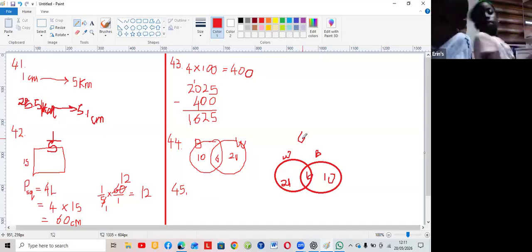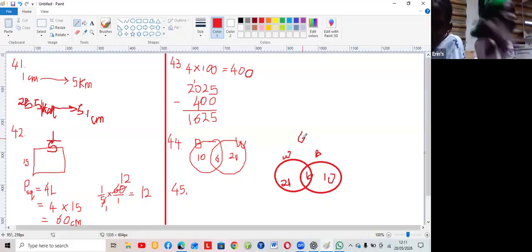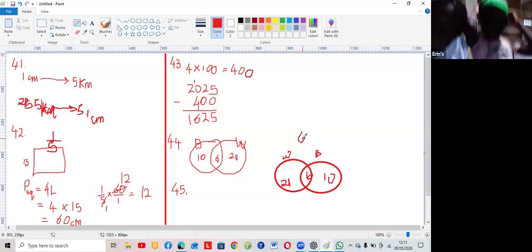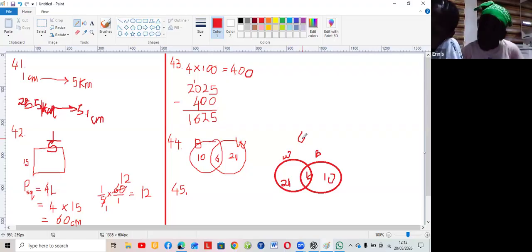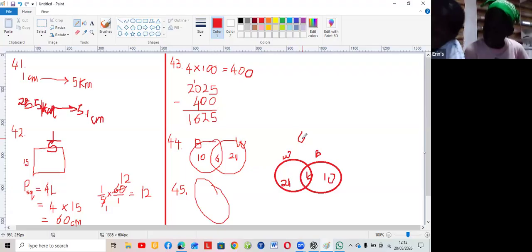My question about the satellite says: a satellite dish has a diameter of 14 centimeters. Find its area. You should use pi equals 22/7.